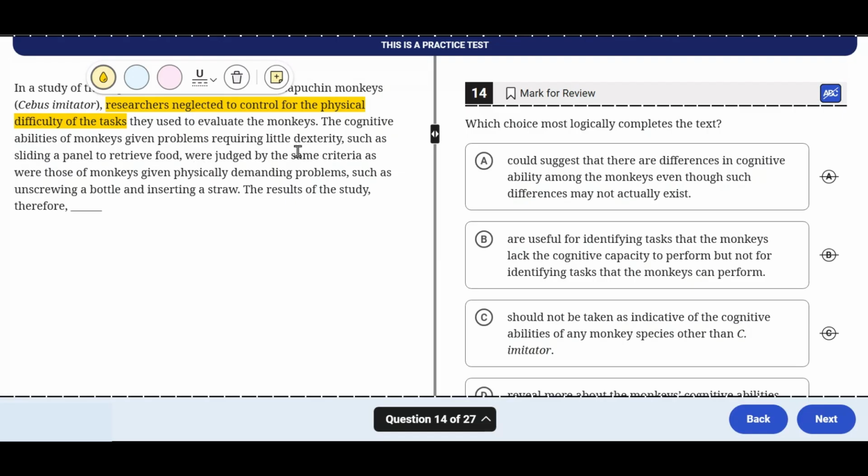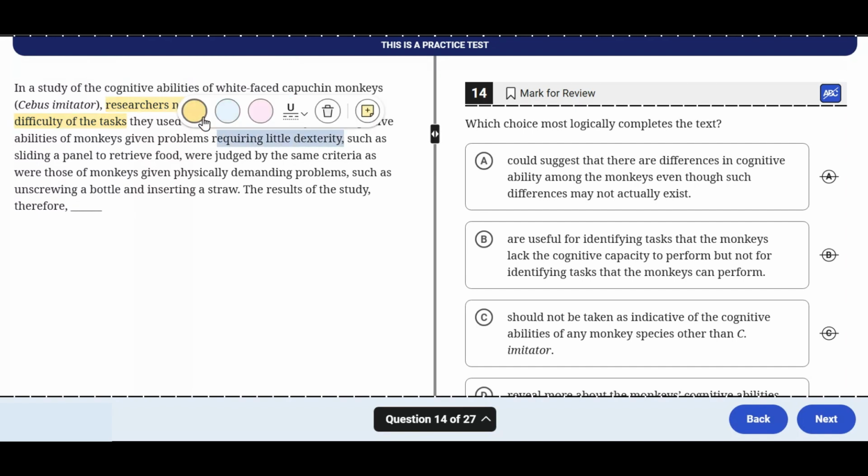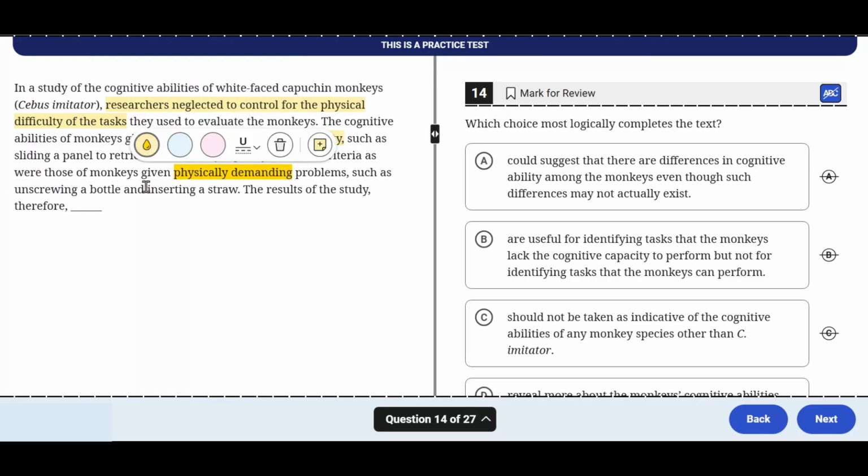They give you an example of a task that requires little dexterity, and some that are very physically demanding. And so what happens when researchers neglect to control for certain variables? Their results of the study are going to be off. They're not going to be accurate.